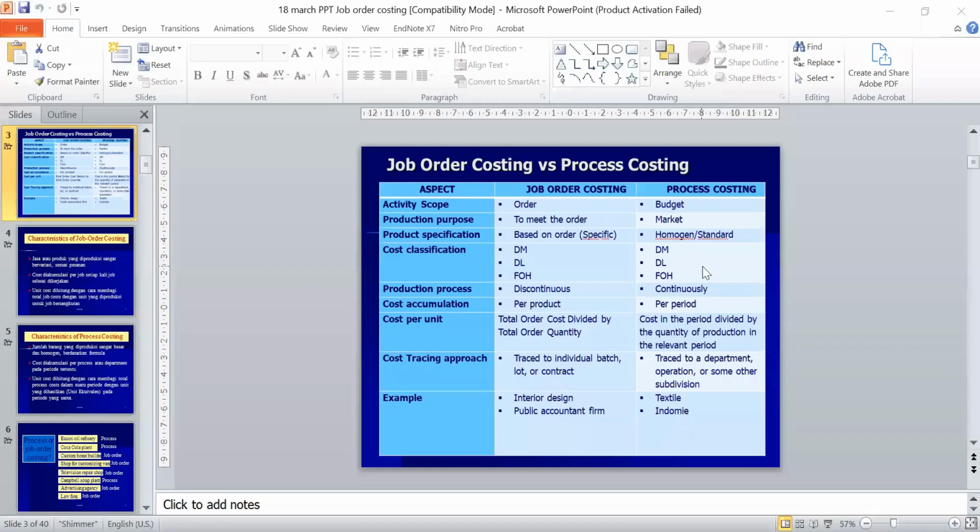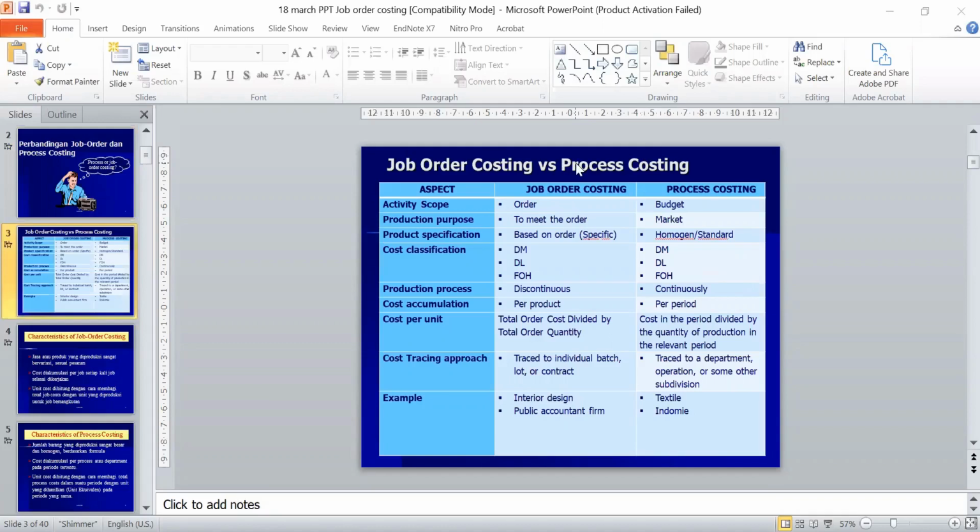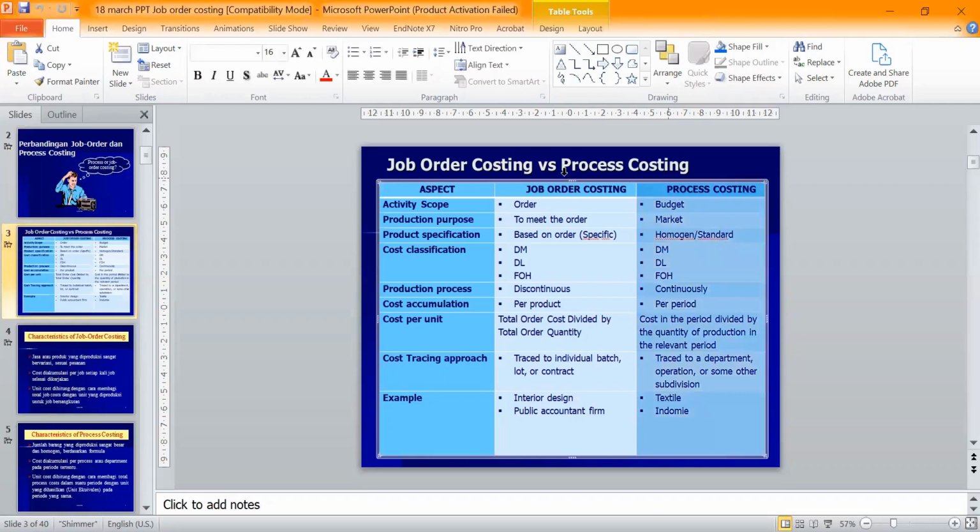Welcome. So in this video, we're going to learn together in detail about process costing, specifically using the average method. Before we start, please remember the difference between process costing and job order costing. In order to understand comprehensively these two methods of cost accumulation system, please remember some aspects that really differ, and maybe some of them are the same between job order costing and process costing.